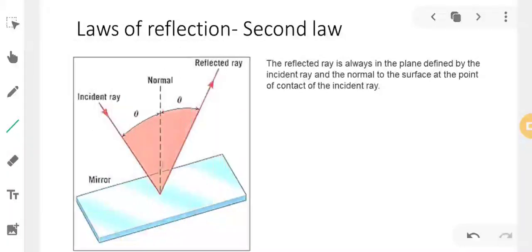Now, let us consider a surface. Can you see? This surface, this is your x-axis, this is your y-axis. Now, the incident ray, the normal, and the reflected ray all lie on this xy plane, or I'll say they all lie on this plane surface. So according to the second law, the incident ray, the normal, and the reflected ray lie on the same plane.